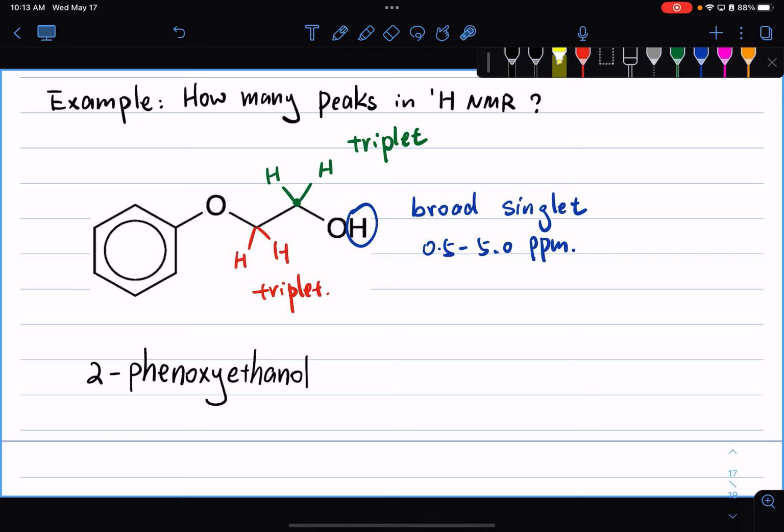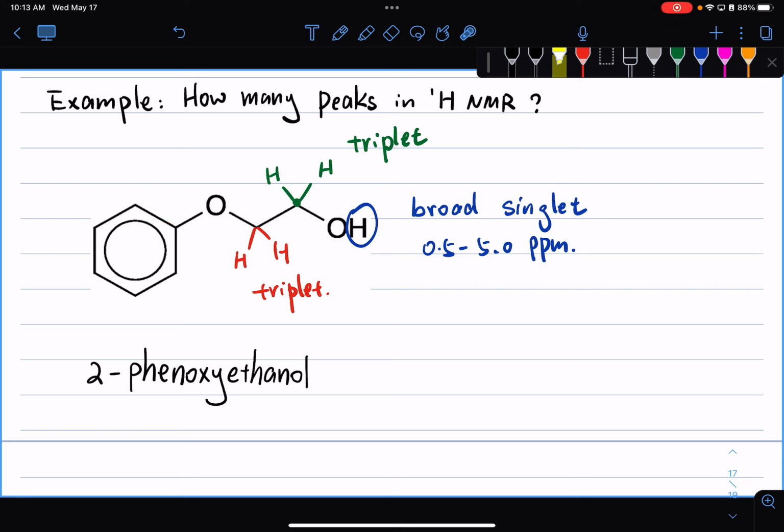These two groups have very similar chemical environments, so we're expecting their chemical shifts to be pretty similar to each other. All right, so that's already 3 peaks. And now let's move on to our benzene ring.